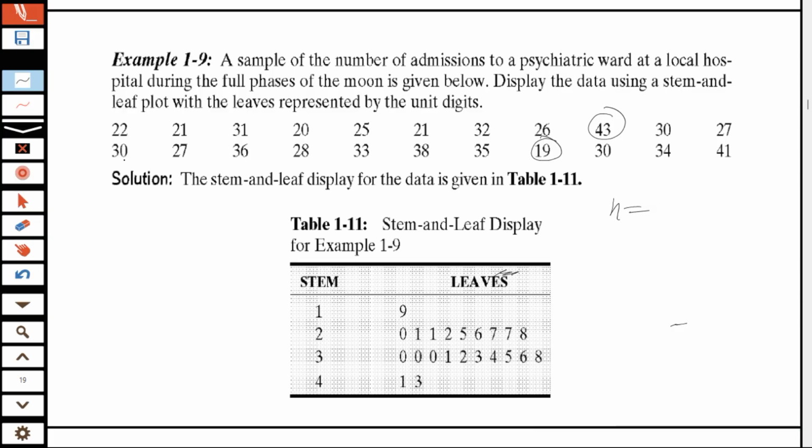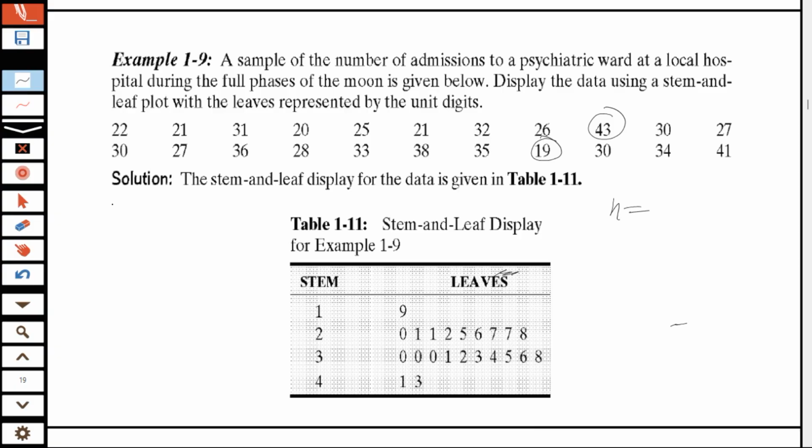So when we count, 1, 2, 3, 4, 5, 6, 7, 8, 9, 10, 11, we are having about 22 raw data here. So you have to just arrange them in order. Here we are going to start from our 19, that's the smallest we get.